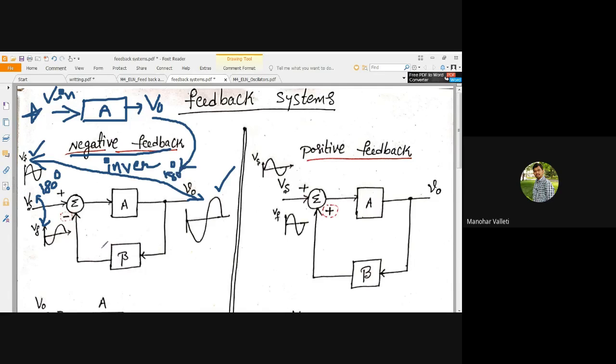But you just observe here, the beta network is not introducing any phase shift. Whatever is applied at the input of the feedback network, like this waveform, you will get at the output also the same waveform. Means no phase shift is introduced by the feedback network. Now we'll see that if the feedback network is not introducing any phase shift, then the circuit is employing negative feedback.